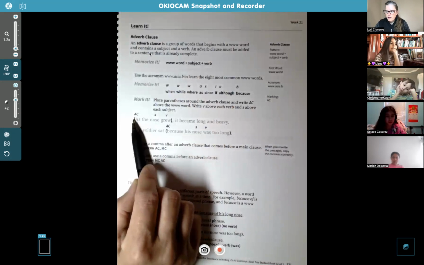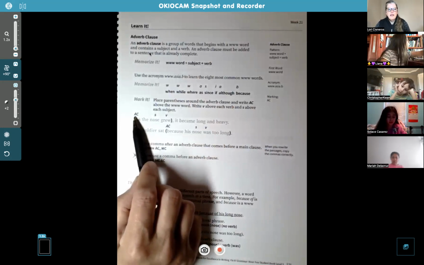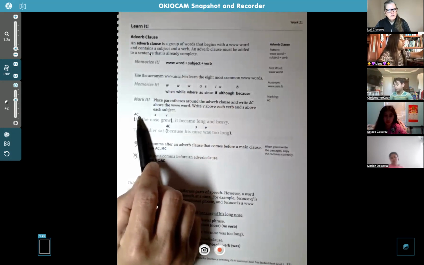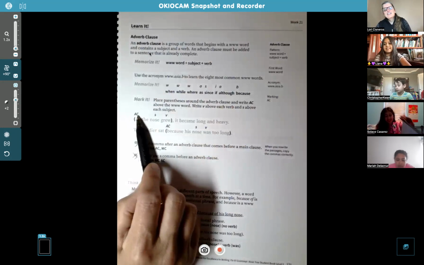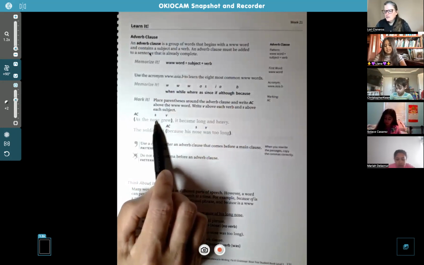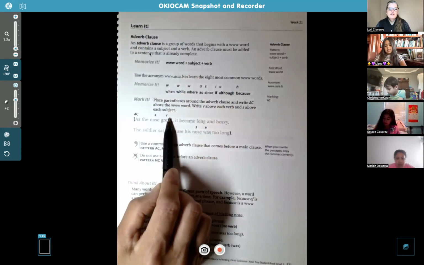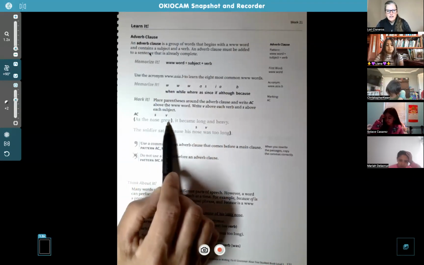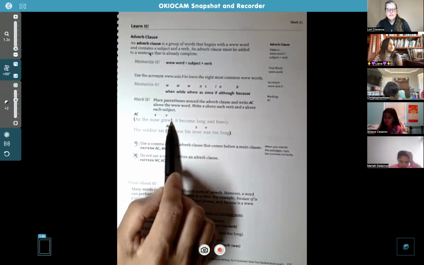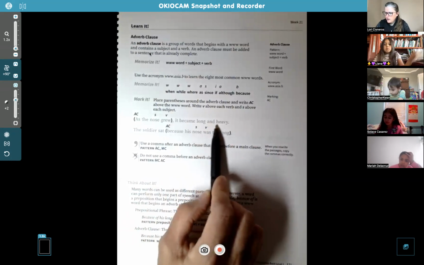You mark it with parentheses, you label it with AC. AC stands for adverb clause, not air conditioner, because we've heard that before. But AC is adverb clause, right? And then we have our subject is the nose, and then the verb is grew. So notice that the clause has a subject and verb pair. As the nose grew is the adverb clause. It became long and heavy.